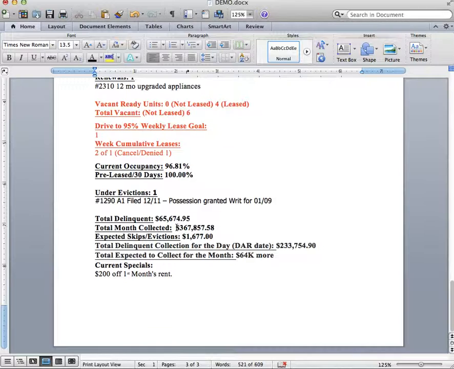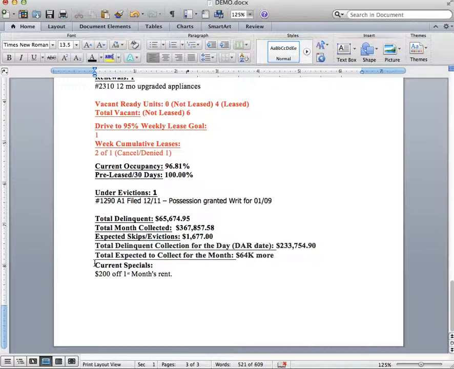We can also see that the property has banked $367,000 for the month, which is great, and they anticipate to have about $1,700 worth of skips. Just on January 5th alone, on the day that the DAR was created, they collected $233,000. So I think they were pretty busy knocking on doors and sending out flyers. They still have $64,000 more to collect. And that's pretty good considering it was only the 5th for this sample property we have here.